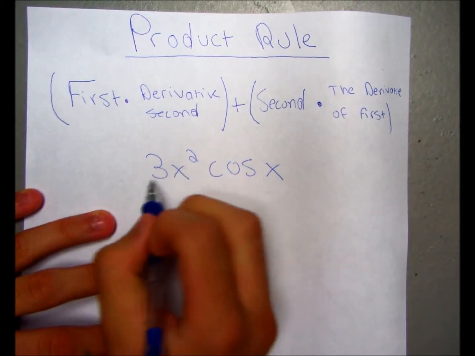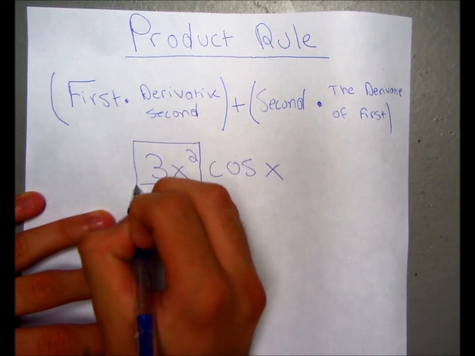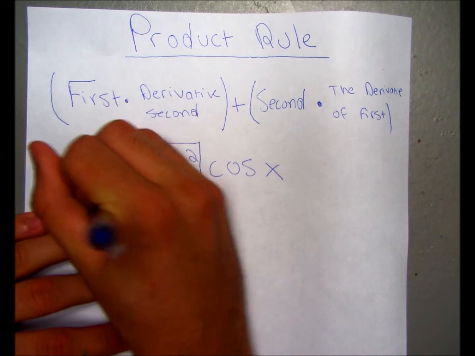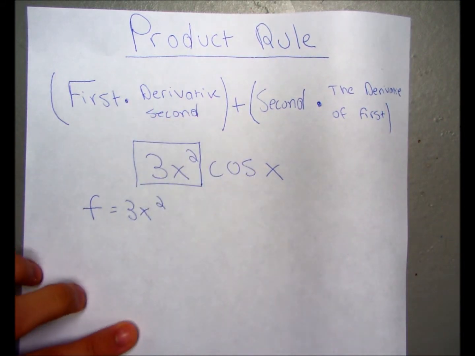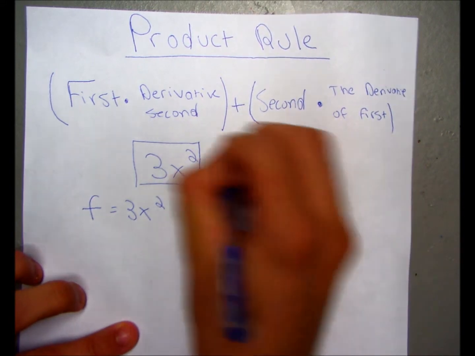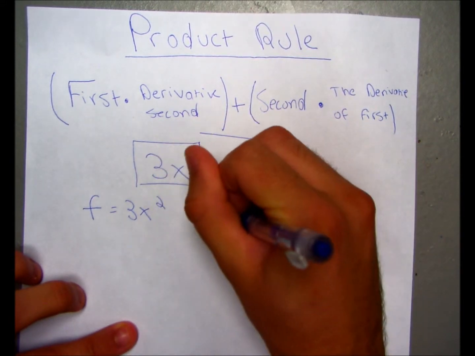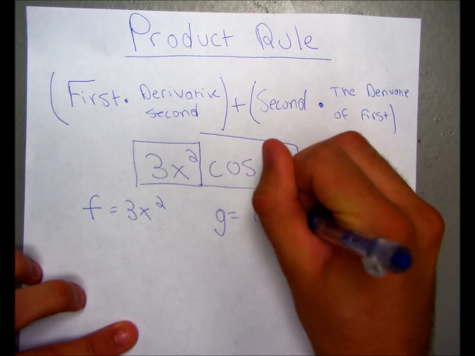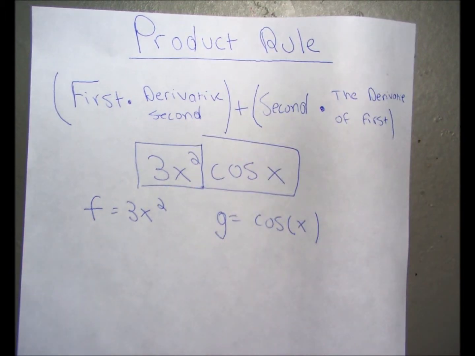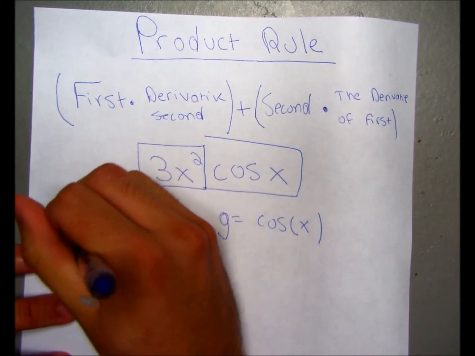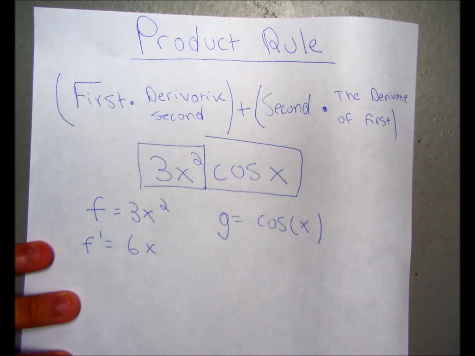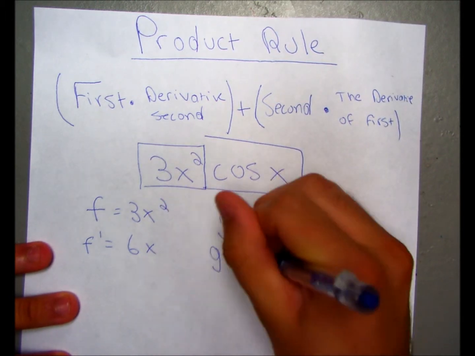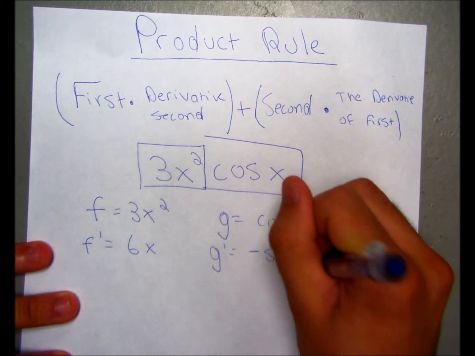So our first function here is 3x squared. We're going to call that f. Our second function, the cosine of x, we're going to call that g. Now, what I like to do first is to differentiate the functions. So we're going to take the derivative of 3x squared, which is 6x. Derivative of cosine is negative sine of x.